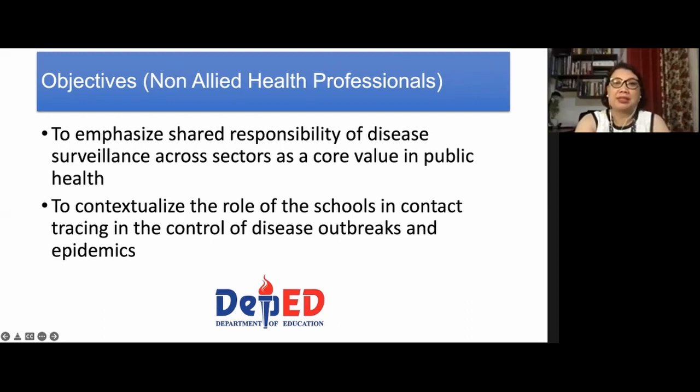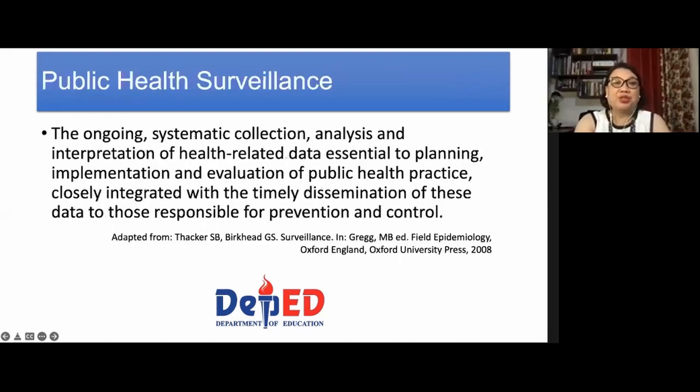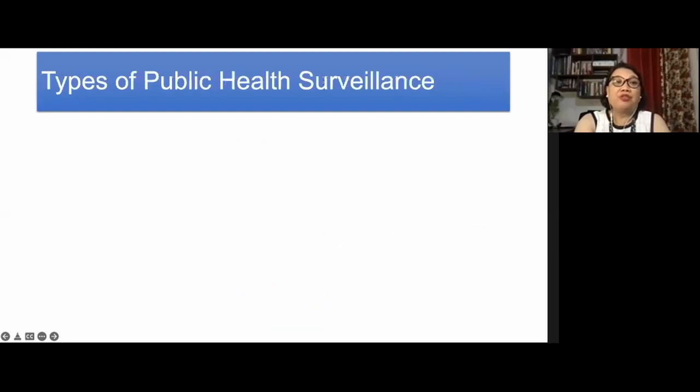Public health surveillance is the ongoing systematic collection, analysis, and interpretation of health-related data essential to planning, implementation, and evaluation of public health practice, closely integrated with the timely dissemination of this data to those responsible for prevention and control. There are four types of public health surveillance.